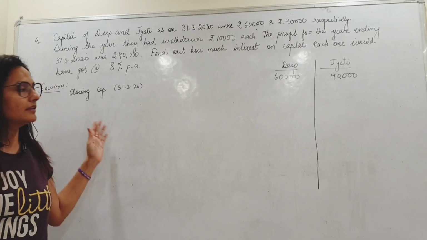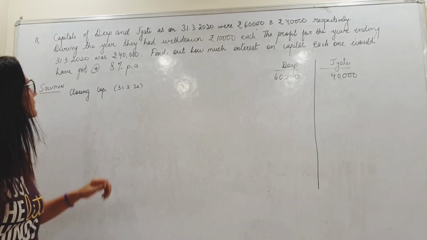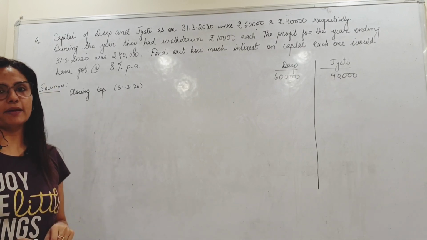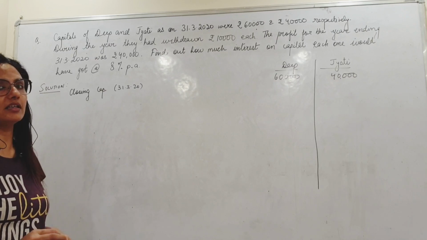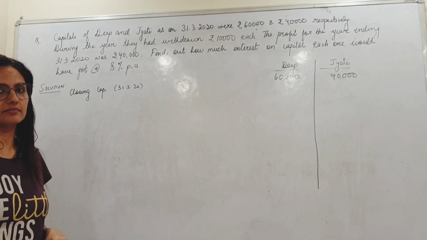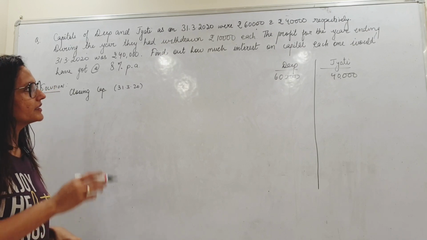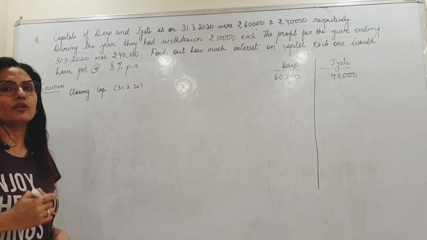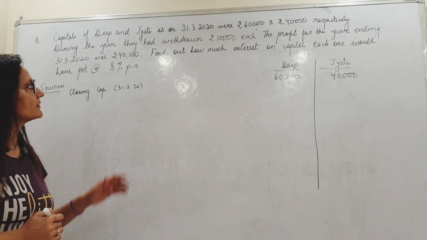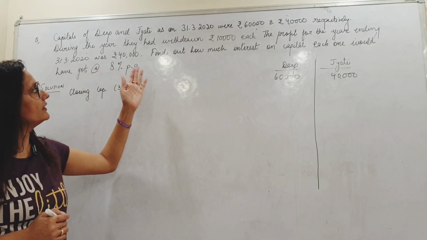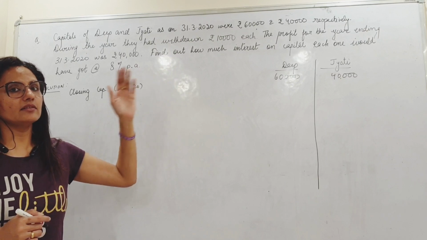Right. Now here is the second one. Capitals of Deep and Jyoti are given as on 31/3/2020, 31st March, meaning closing capital. That was 60,000 and 40,000 respectively. During the year ended, they had withdrawn 10,000 each.